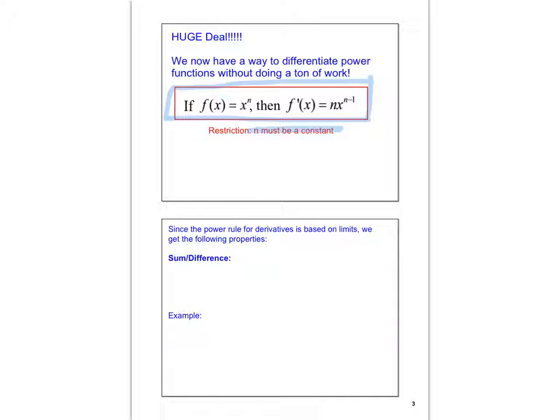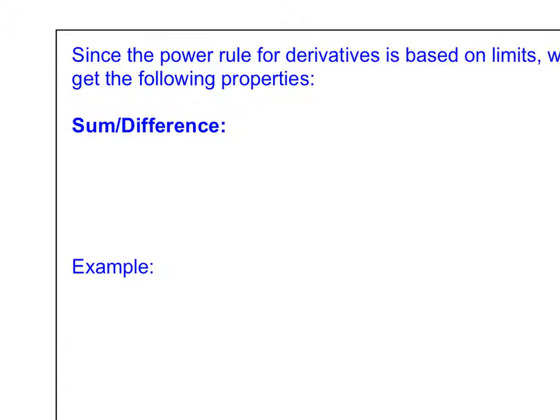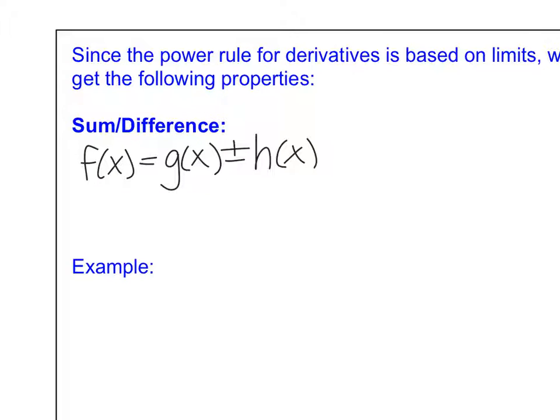All right, the other thing that we need to talk about real quick is some of these properties. I'm going to go through them and then I will give you an example that I think will help make sense to you. The first one is the sum and difference. If you have a function that is made up of two other functions that are either added or subtracted together, the derivative can be found by adding or subtracting the derivatives together.